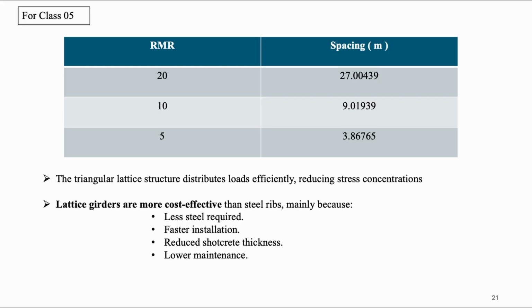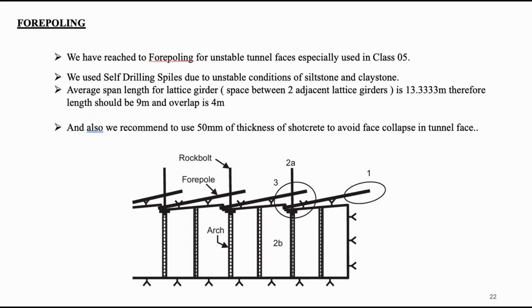In tunneling, the below table shows dimensions of the 3-bar lattice girder. Now we can observe how the spacing of the lattice girders changes with RMR values. Also, the triangular lattice girder structure distributes loads efficiently and reduces stress concentrations. Next, we can see a few disadvantages of selecting lattice girders over other traditional steel sets.